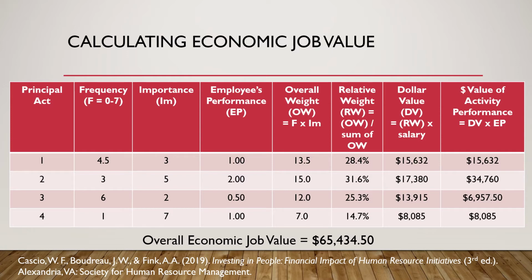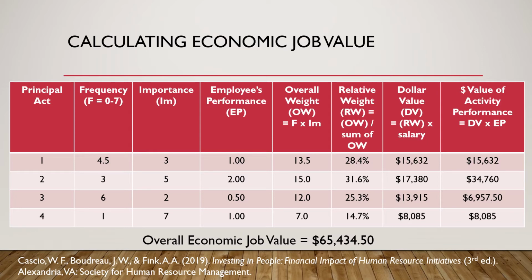The first thing we're going to do is segment all of the activities that the employee performs into principal acts. Here we have acts 1 through 4. The next thing we're going to do is denote the frequency with which we want to see these activities performed. Generally, it's on a scale from 0 to 7. Here we have 4.5, 3, 6, and 1. The next thing we're going to do is note the order of importance of which we want to see these activities. Here we have 3, 5, 2, and 7.